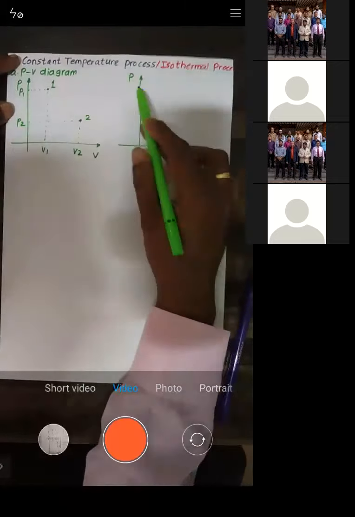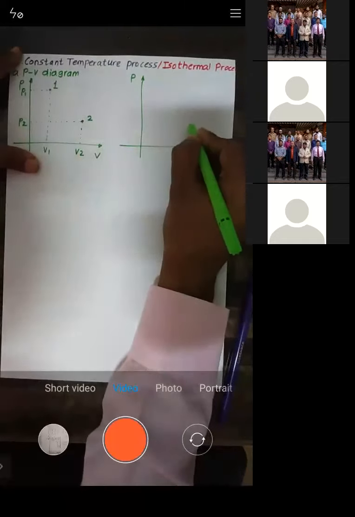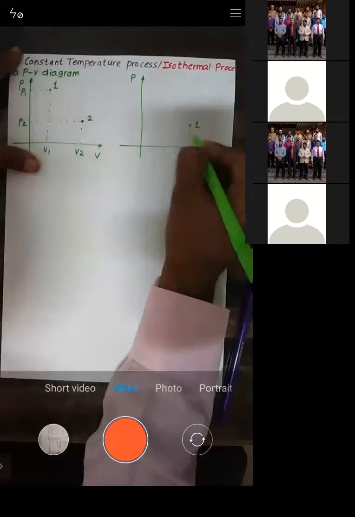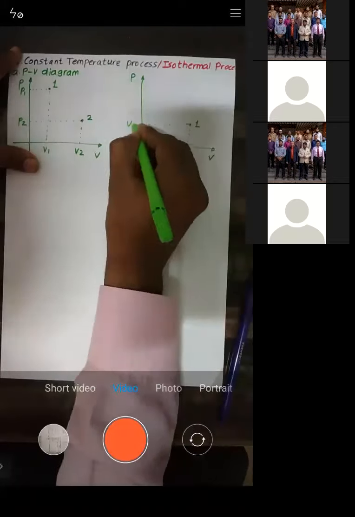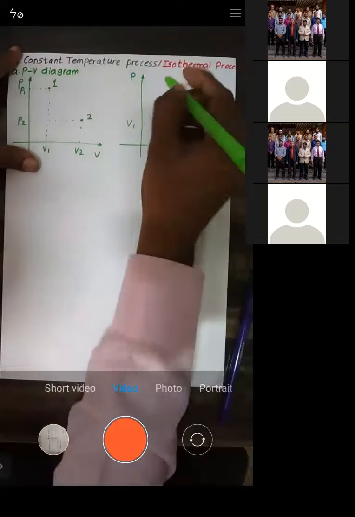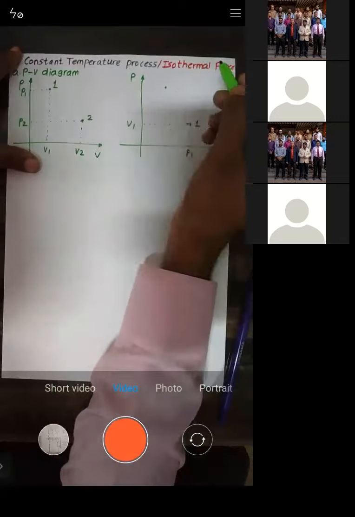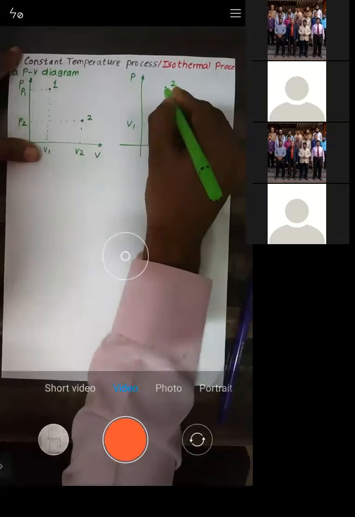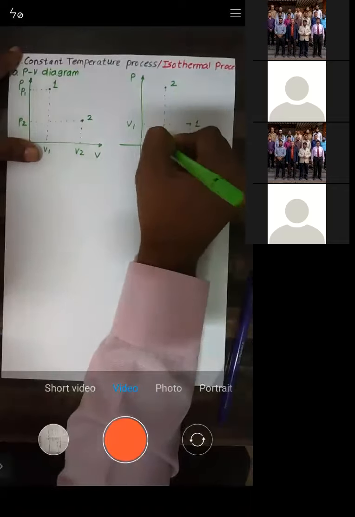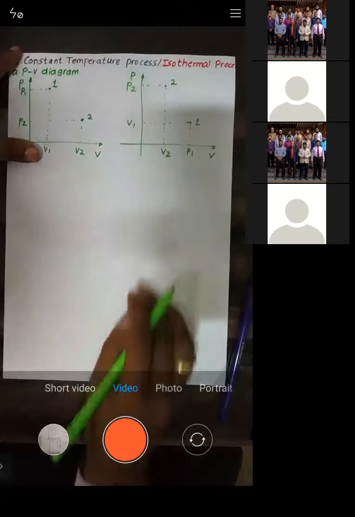Now let's consider again a pressure-volume diagram where I have point number 1 here, with pressure P1 and volume V1. Now let's consider this as point number 2, where volume is V2 and pressure is P2.